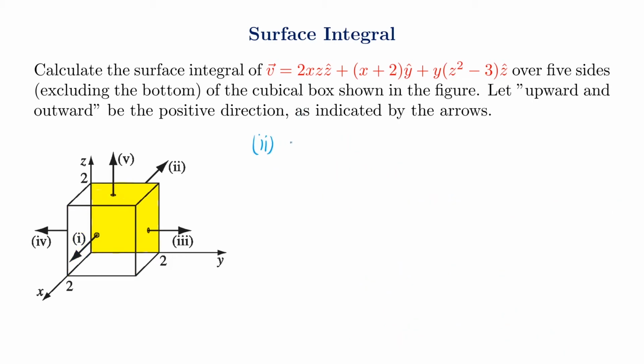Let's now consider the face for which x is equal to 0. In this case, dA will be equal to dy dz times negative of x hat. So this is equal to negative of dy dz x hat.